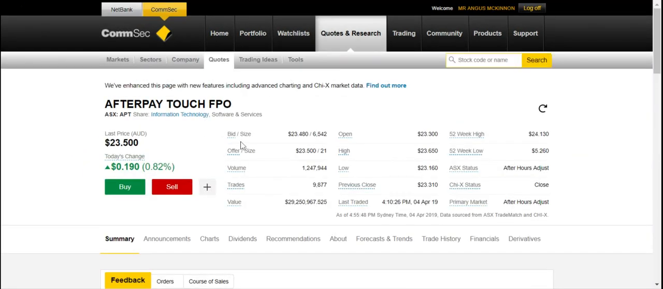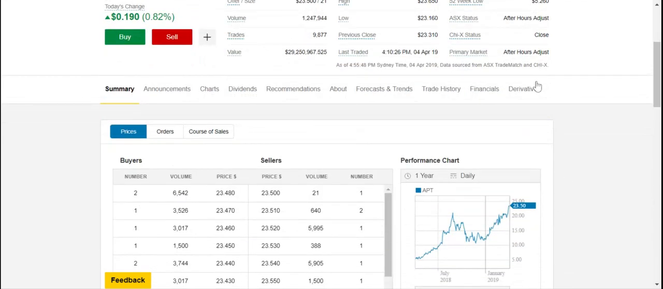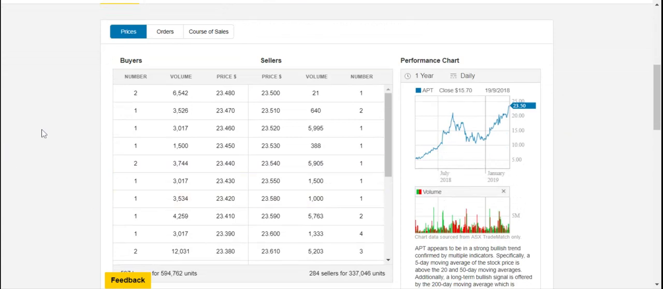So anyway, it tells you the bid, the size, the offer, the size, volume, trades, value. You can read all the things here on the screen. Tells you where the market's open or closed. Not particularly interesting. It tells you down here the prices, the orders and the course of sales.